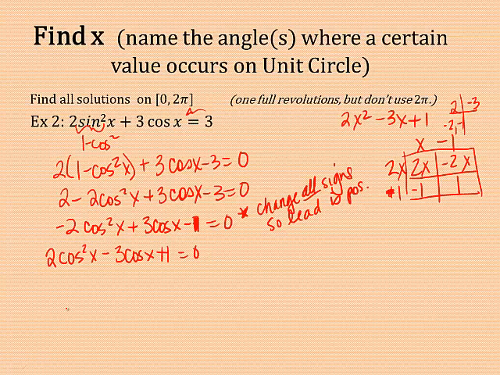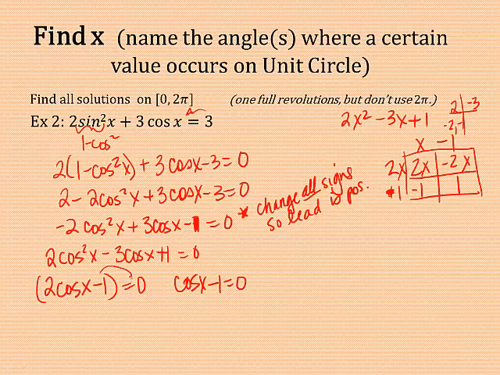So now I bring them back and put the cosines in. So I get 2 cosine x minus 1 equals 0. And then I'm going to have cosine x minus 1 equals 0. So now we solve these two individual mini problems, okay? Move the 1 over. So I'm going to end up with 2 cosine x equals 1. Divide both sides by 2. I get positive 1/2. Over here, cosine x, if I move the 1 over, is just positive 1.